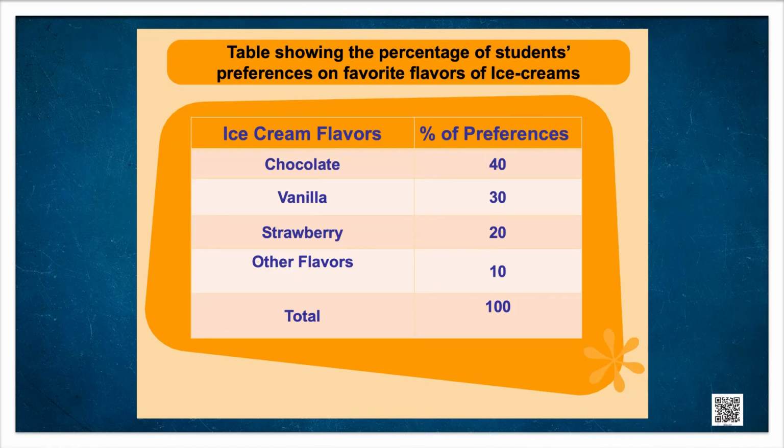The favorite flavors of ice creams for the students of your class 8th is as follows. Ice cream flavors, percentage of students who prefer them. Chocolate 40%, vanilla 30%, strawberry 20%, other flavors 10%, total 100%.